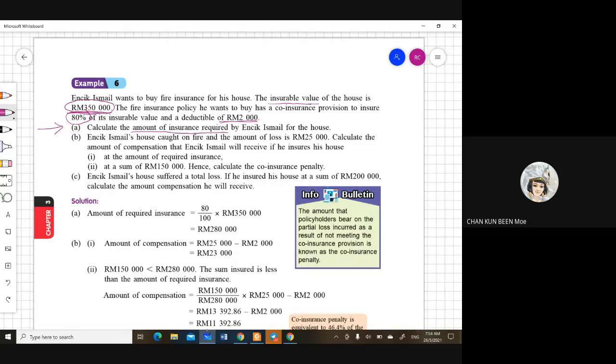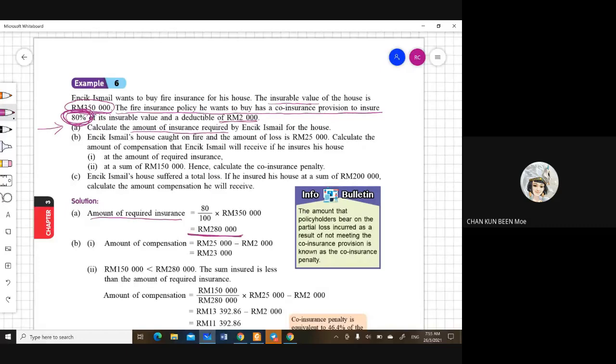But if you look at the next line here, the fire insurance policy he wants to buy has a co-insurance provision to insure 80%. So when he wants to find out the amount of required insurance, he has to find out 80% of the 350,000. Therefore, the required insurance is just 280,000. It depends on the question.